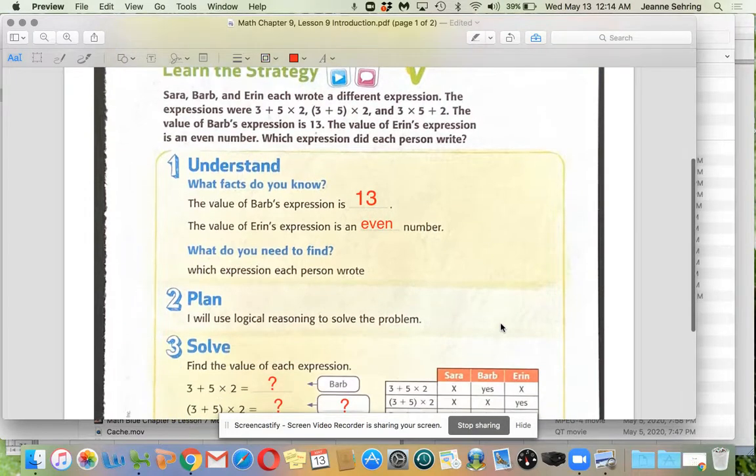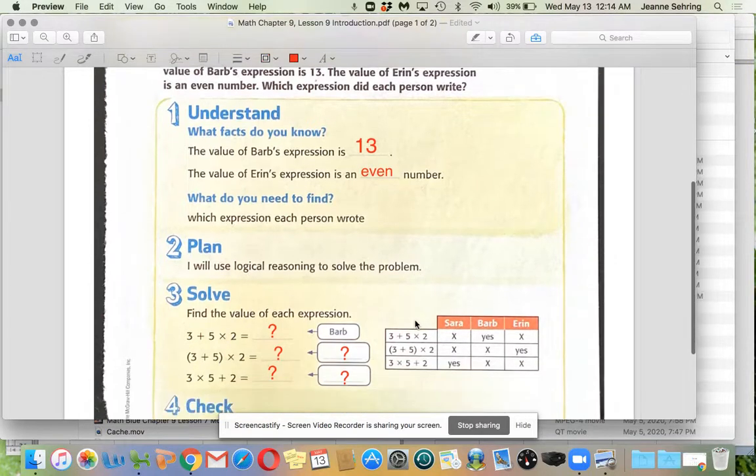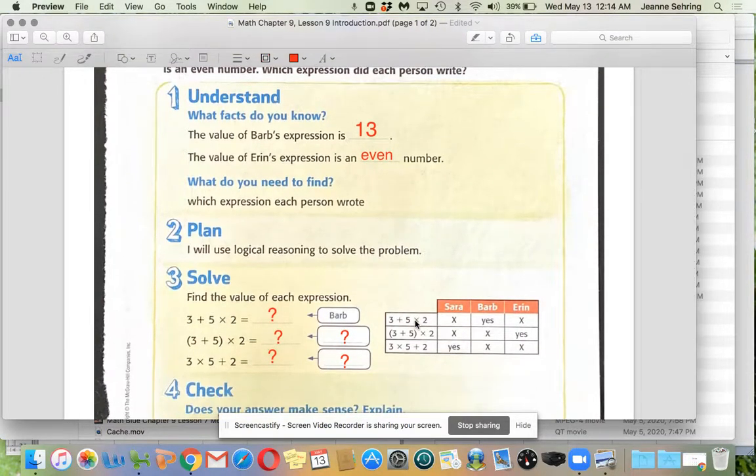All right, so we need a plan. I will use logical reasoning to solve the problem. I'm going to make a table. Tables are always really great help in solving problems. And you know, we're math warriors, so we need a plan. We need to have a plan for the battle so that we can win this battle and win the math war, right? All right, so here's our plan.